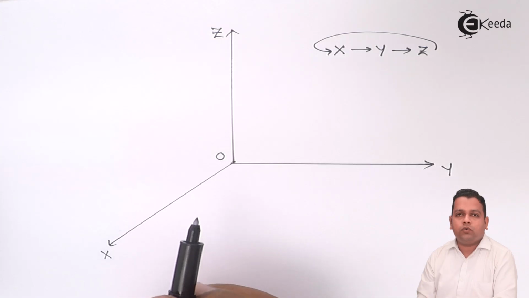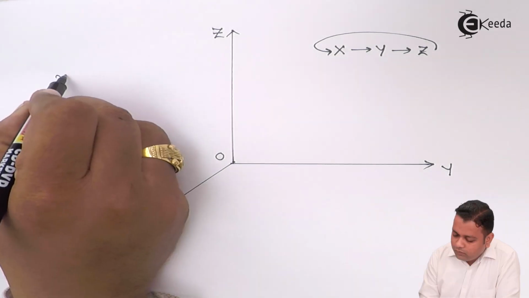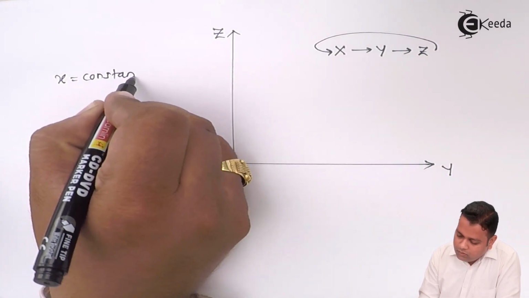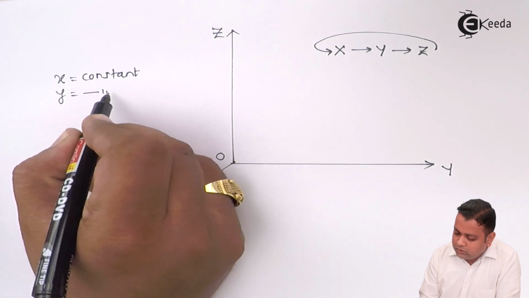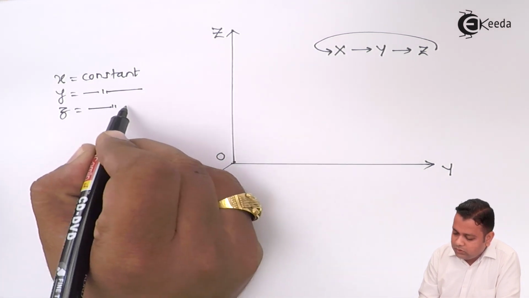Now let us talk about the planes we can represent in the rectangular coordinate system. The planes we can represent: small x is equal to constant, small y is equal to constant, small z is equal to constant.